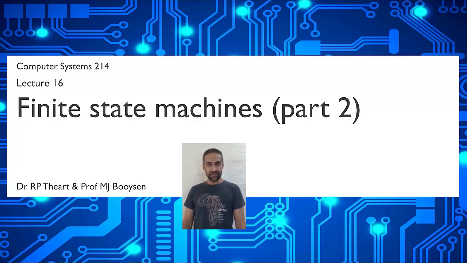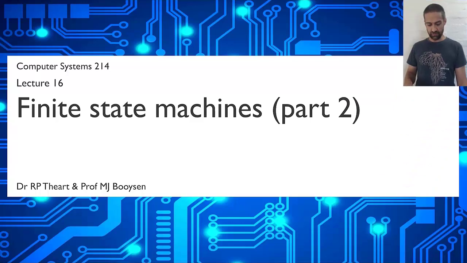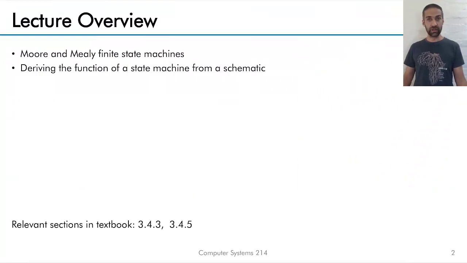Welcome to Lecture 16 of Finite State Machines. This is the second part of finite state machines, and what we'll be looking at today is Moore and Mealy finite state machines. So we'll do an example where we compare the two and look at some of the advantages of using a Mealy state machine.